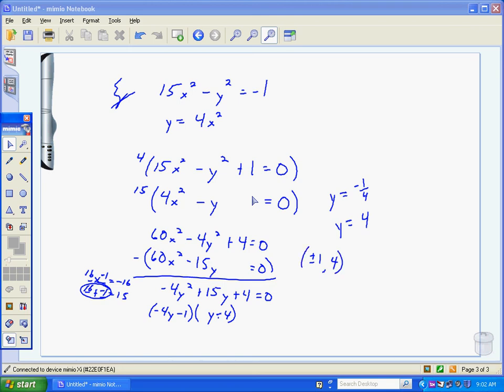There's one solution. And the other solution, when I plug in negative 1/4 right here for y. If I divide by 4, I'm going to be left with a negative number. I don't care what the number is. And we got to square root that. Is it going to work? No. So this negative 1/4 isn't even a solution. Okay?